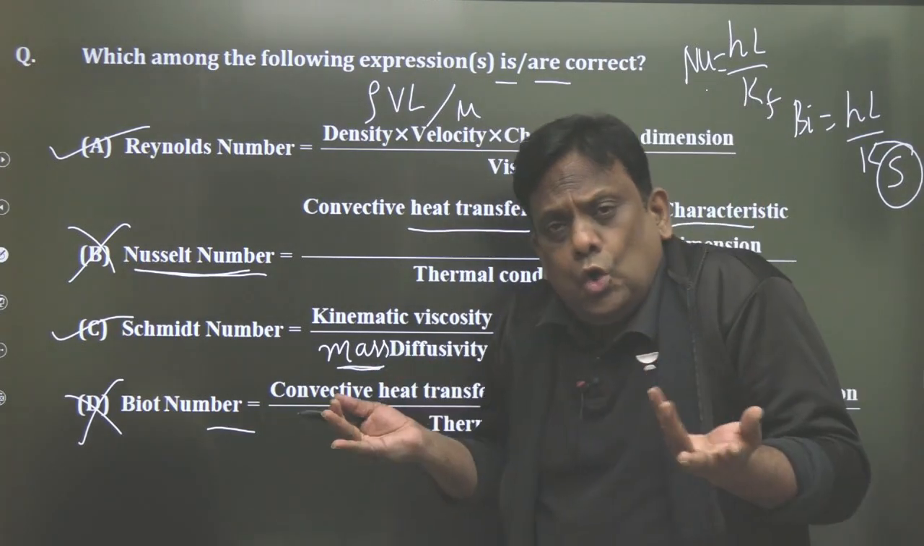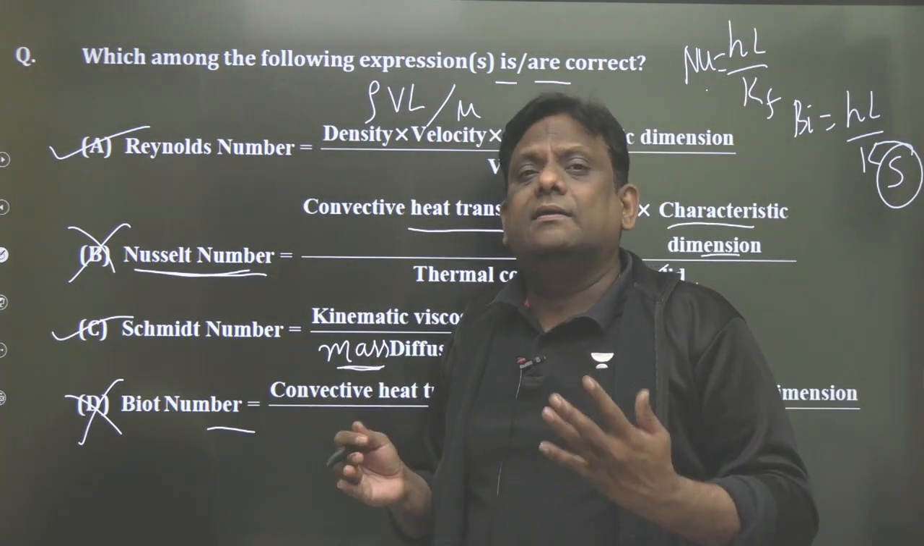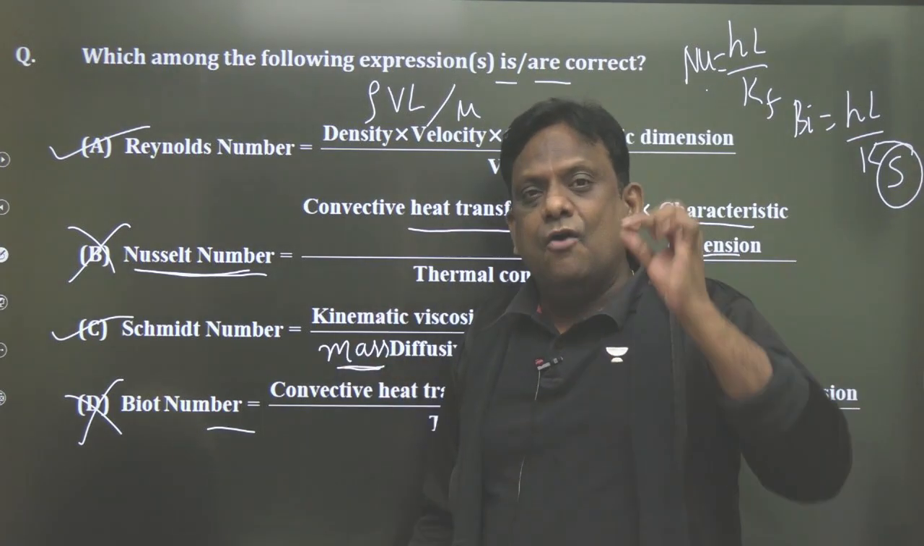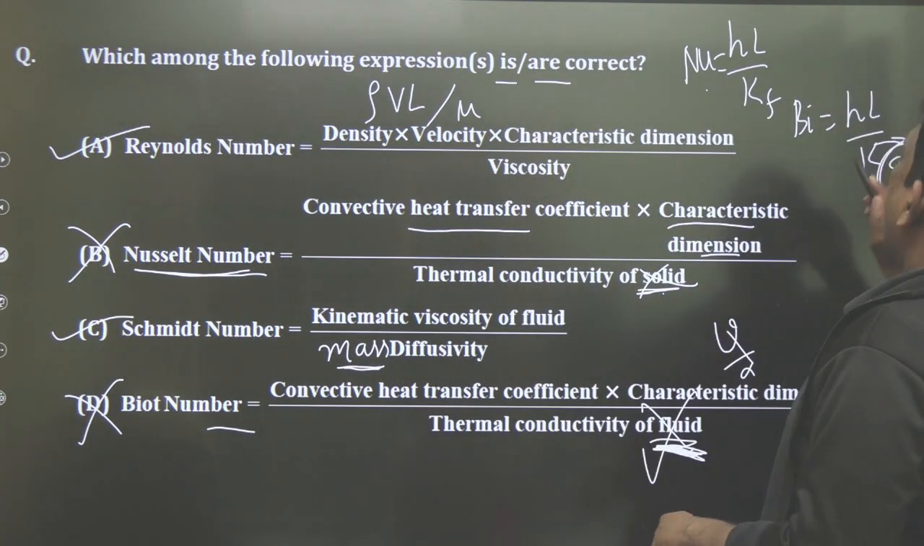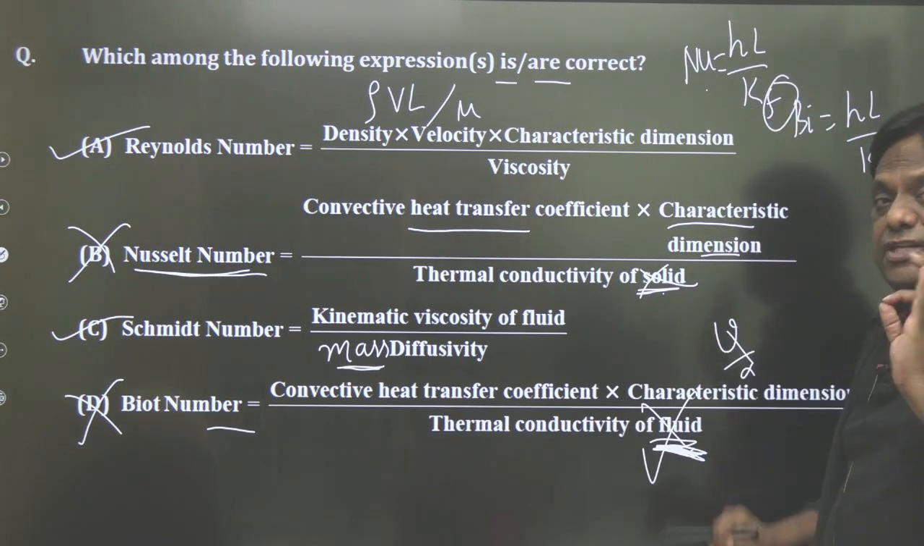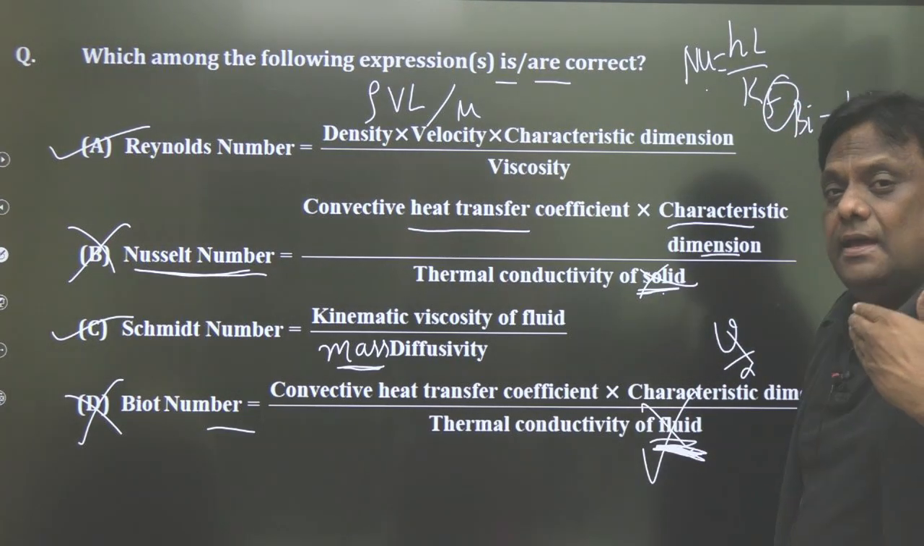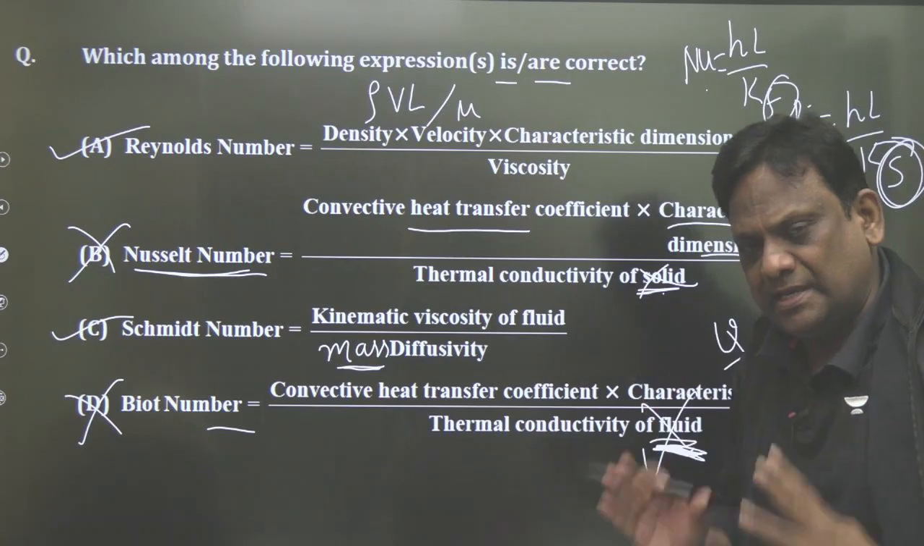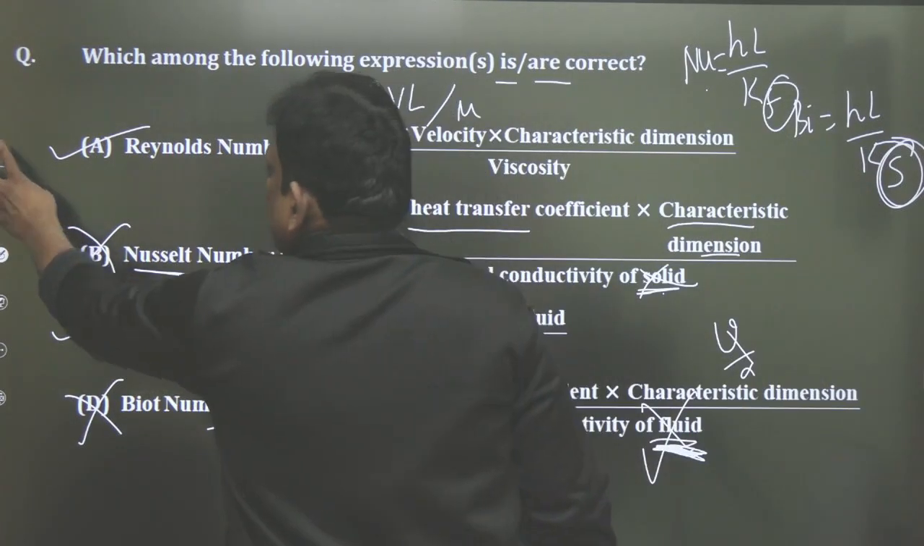Who knows, tomorrow in examination you may get a question on Biot number and Nusselt number. For Biot number, it should be solid, and for Nusselt number, it should be fluid. I had explained very clearly, giving the physical meaning of these two terms in my regular classes. Okay, now let's proceed to the next question.